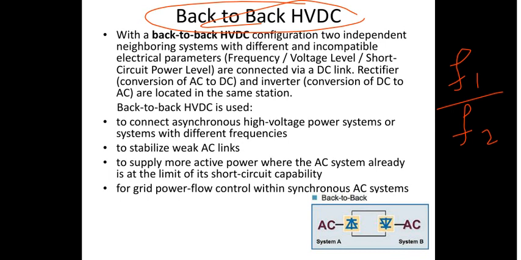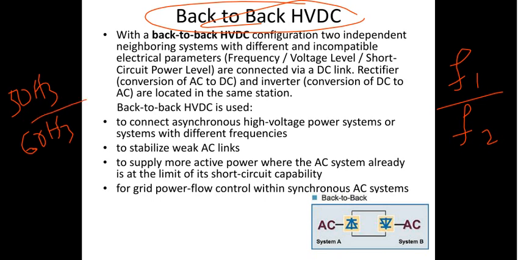You know that two systems with two different frequencies cannot be synchronized because of stability and other issues. So whenever you want to have the synchronization or the connection of these two, this is achieved with the help of back-to-back HVDC links, right? And it is also used to connect a weak grid, right?